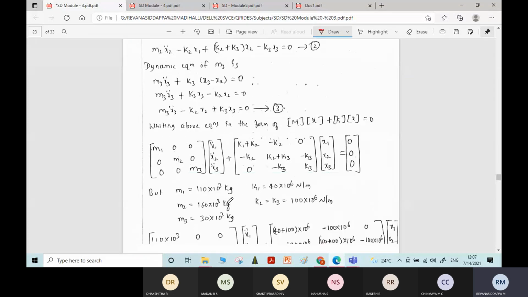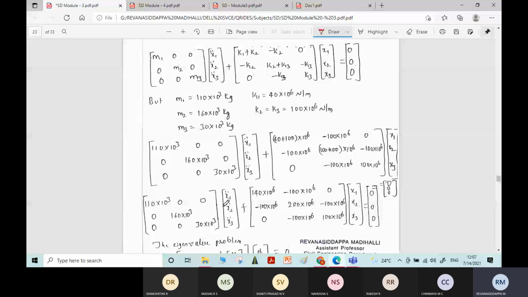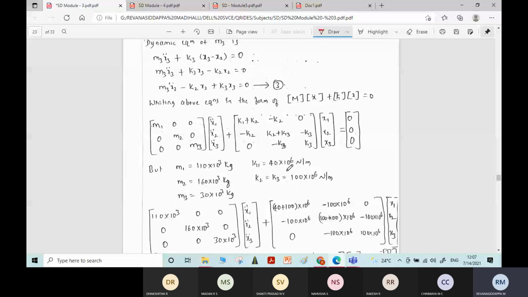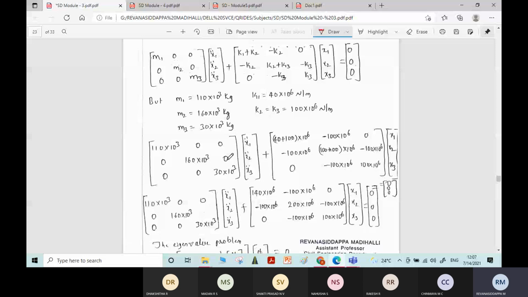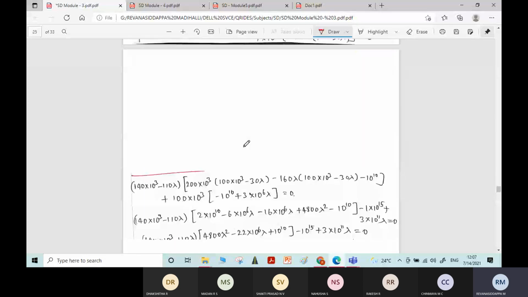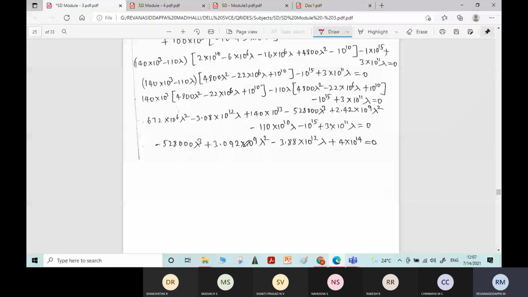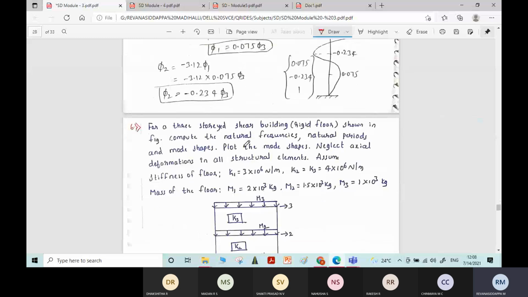Here the mass values and stiffness values are given. Okay, if they are given, you substitute the values and do the calculation. Okay, here mass values are given, the stiffness values are also given. Just those corresponding values are substituted and simplified. Finally, the mode shapes are written. Next problem, it is also a similar kind of problem.